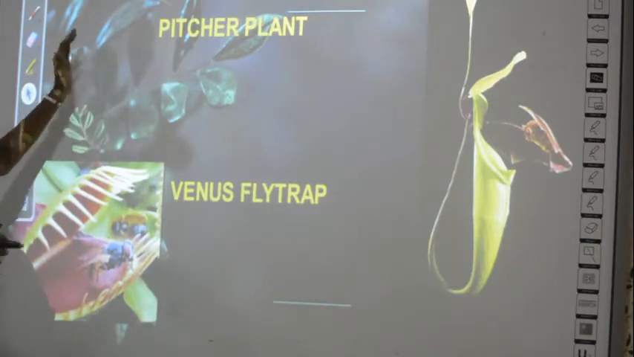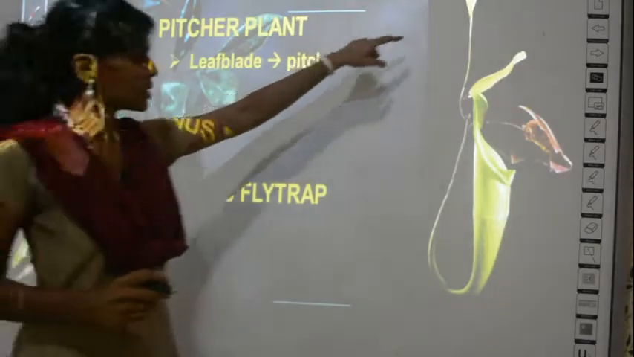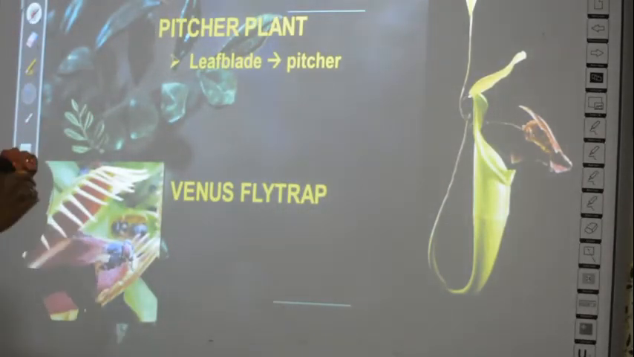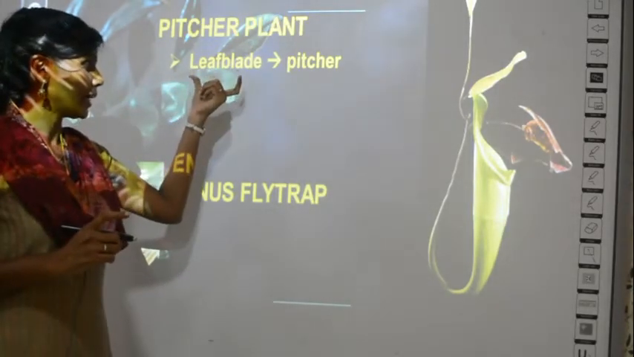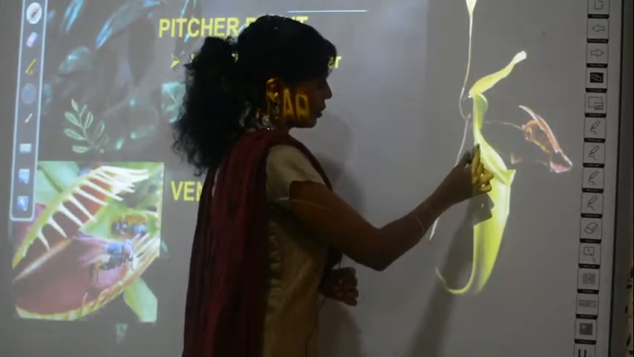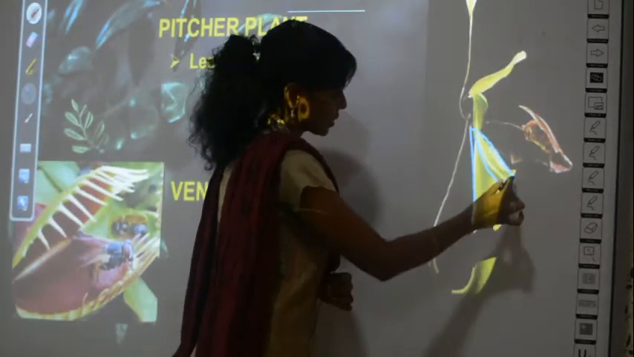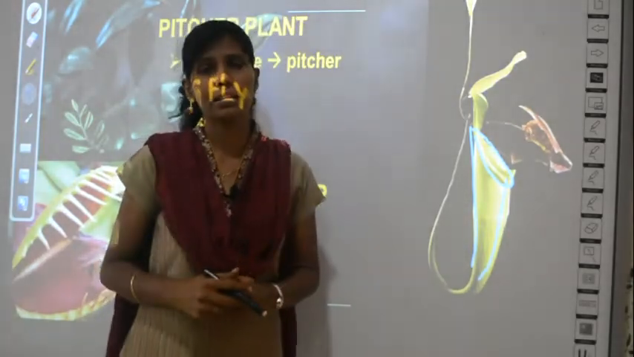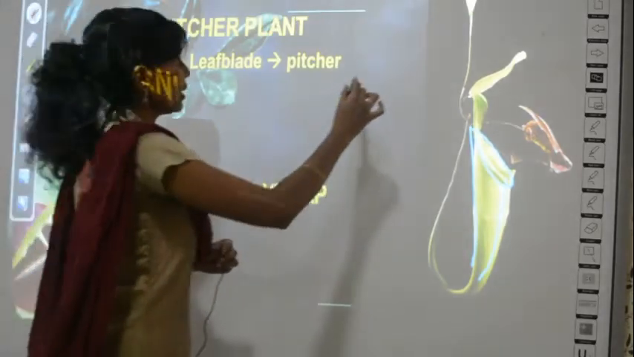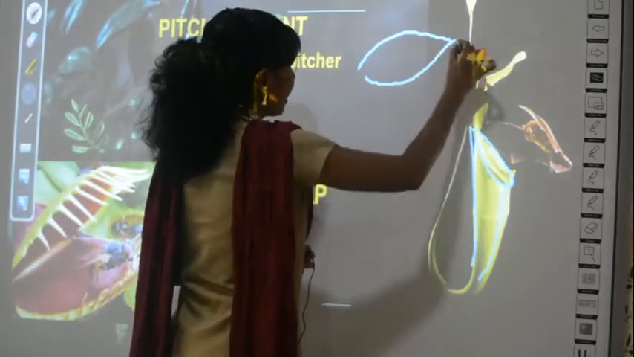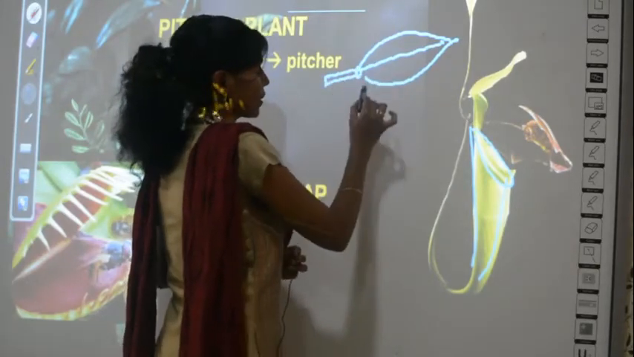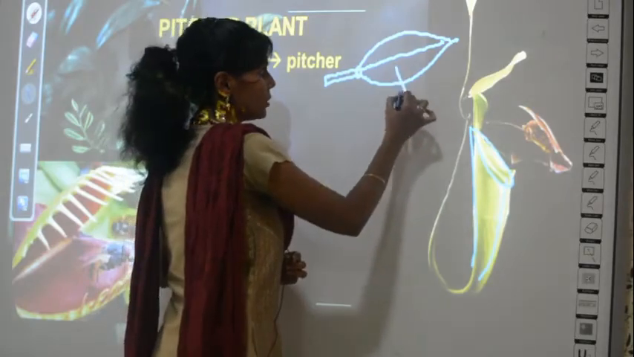The first description is about the pitcher plant. Can you see this image? This is the image of the pitcher plant. I will tell you what it is. First point, the leaf blade is converted into a pitcher. So what is this? You have a cup-like structure, no? This is actually the leaf blade. We have already studied the structure of a leaf, and you know what a leaf has? A leaf has a leaf blade, midrib and petiole, right? So this is the petiole, this is the leaf blade, right?